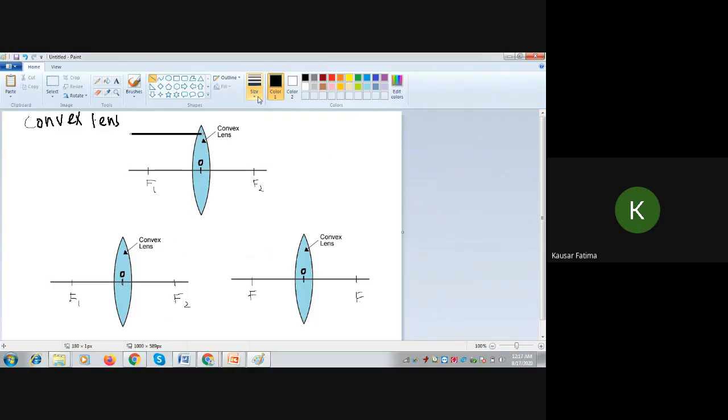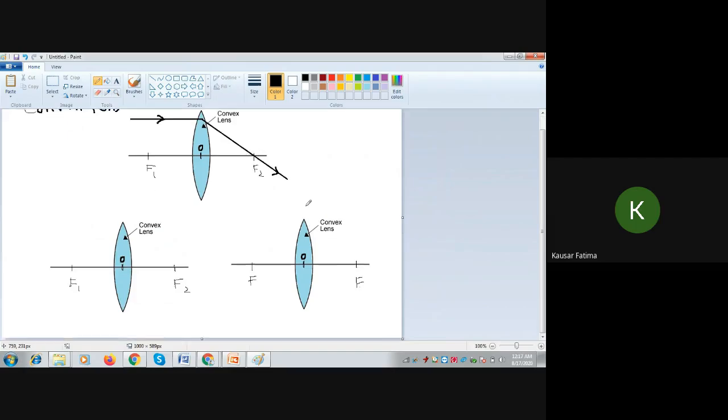What happens to this ray? After passing through the lens, it will pass through F2 on the other side, means it will go this way. An arrow has to be drawn to show the path taken by the ray of light. Second ray, this was the first ray. Any ray can be called first.